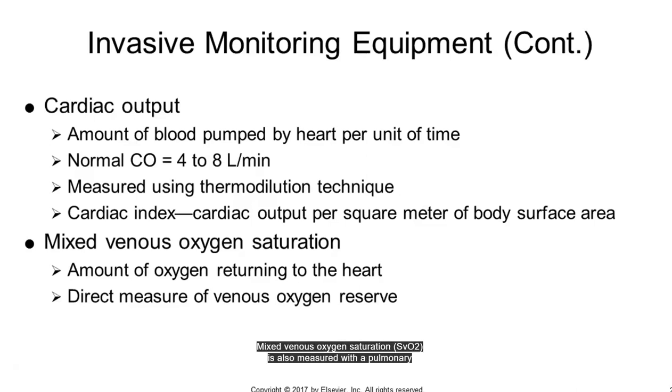Mixed venous oxygen saturation, SVO2, is also measured with a pulmonary arterial catheter and reflects the amount of the oxygen left combined with hemoglobin after the tissues have extracted the oxygen needed. Normal values for SVO2 are between 60 to 80%. A decreased SVO2 indicates either increased oxygen demand by the tissues or inadequate cardiac output to meet those demands.